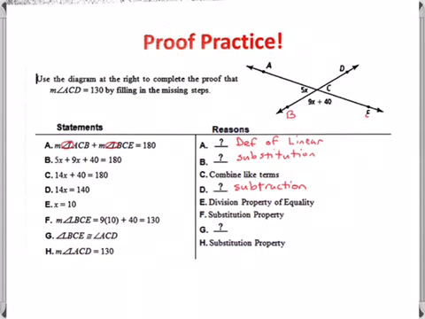From there, we take what x equals and we substitute it back into the expression for angle BCE, and we get 130. Then we mention that BCE and ACD are congruent, and we know that because these two angles are vertical angles, so VAT. Therefore, ACD must also be equal to 130 because we substitute the 130 in for the BCE that we know is 130, so that is the substitution property.